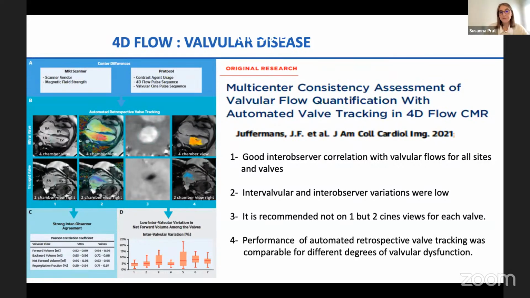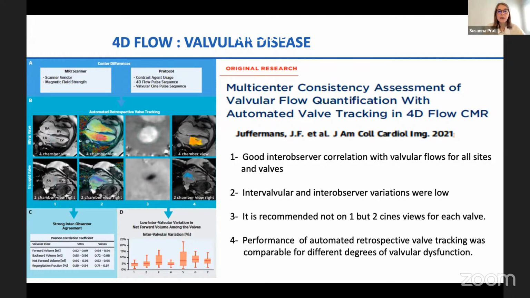because they show in a multi-center study that they used different scanners, of different vendors with different magnetic fields, with different 4D flow sequences and contrast agents. And they show in this multicentric study that there was a good inter-observer correlation with the valvular flows for all sites and valves. The intervalvular and inter-observer variations were low.